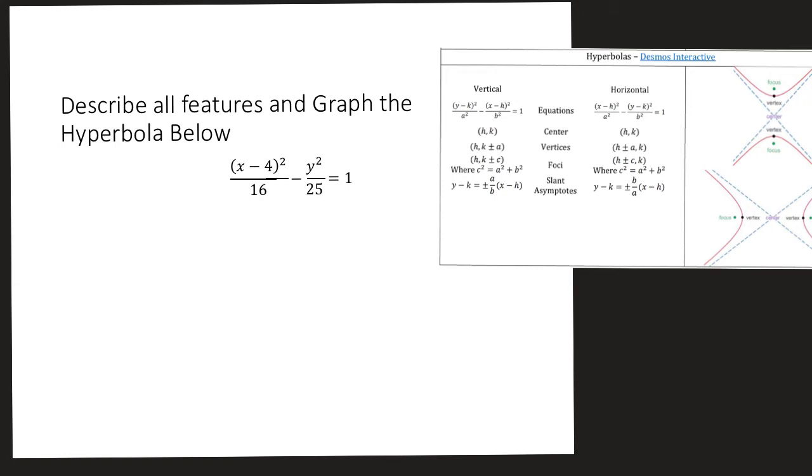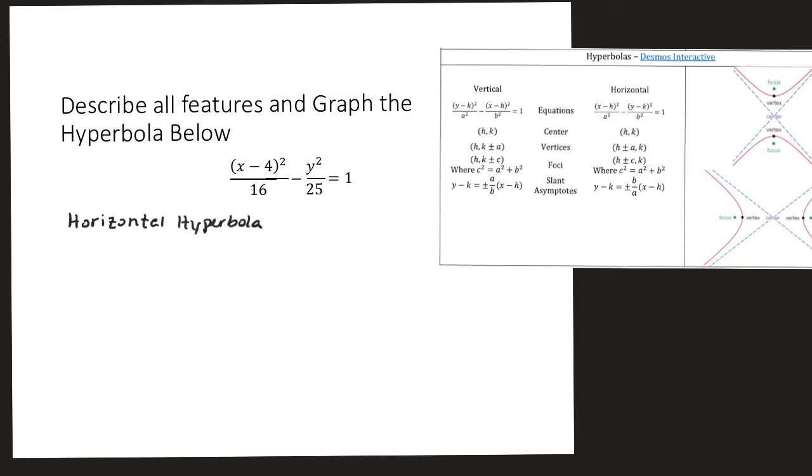The first thing that I'm going to do is recognize my orientation. Similar to the parabolas, it's all about which one comes first and which one is positive. In this case, when the x component comes first and is positive, it's going to make it a horizontal parabola, or in this case, sorry, hyperbola. This is a horizontal hyperbola.